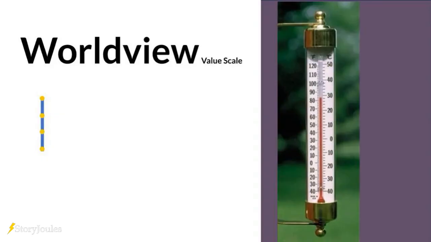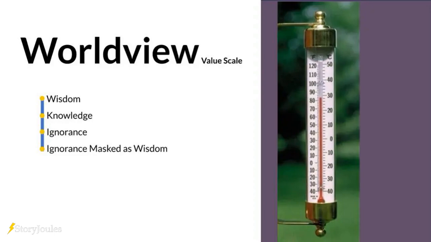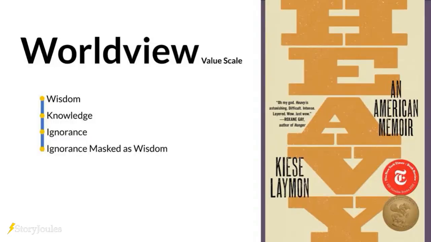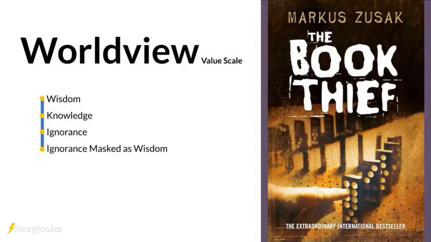Worldview is the next internal story dynamic. The scale is from wisdom to knowledge to ignorance, ignorance masked as wisdom. These are often called coming-of-age stories, but you don't have to be a teenager to come of age. Heavy is a memoir. It's a wonderful memoir, and it's the only book to blow me away with subtext. Another example is The Book Thief.